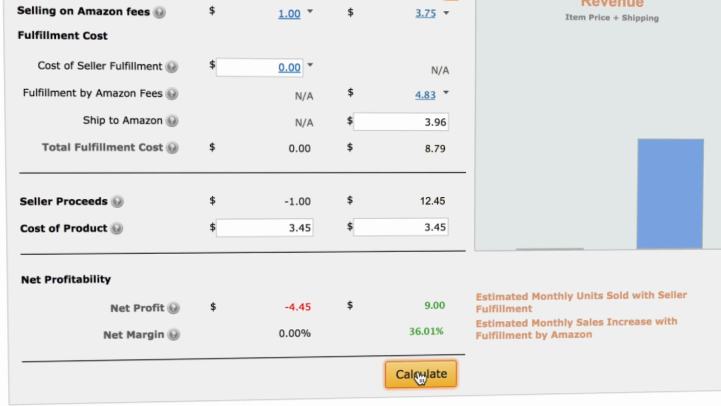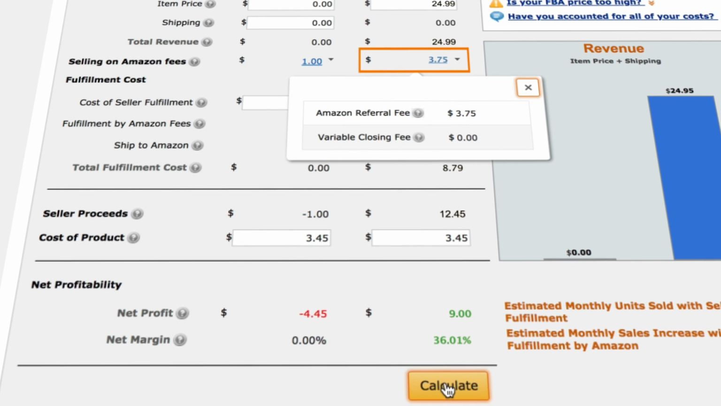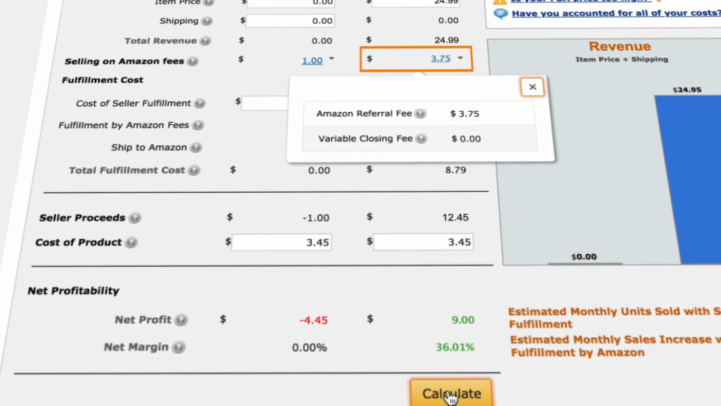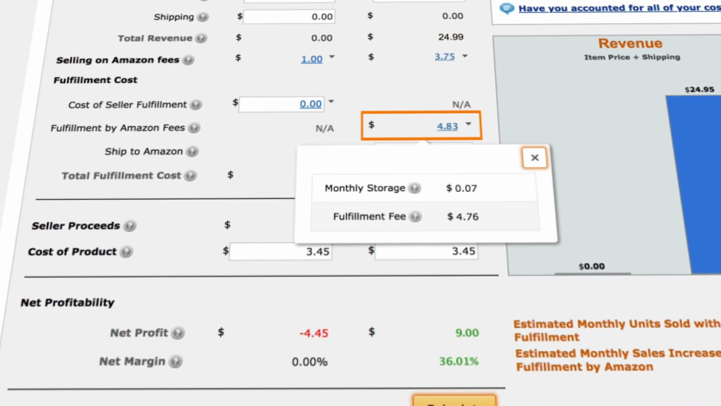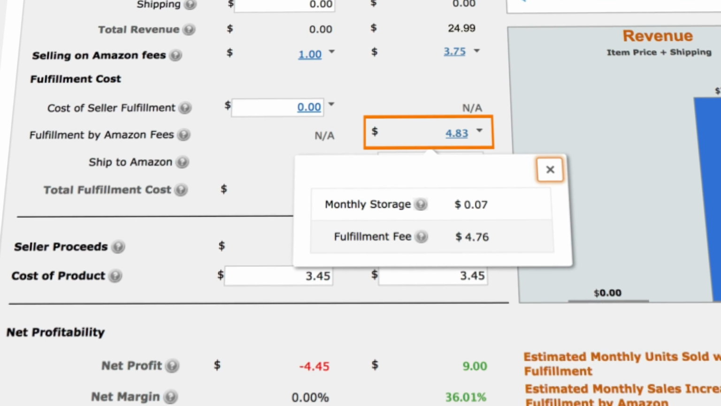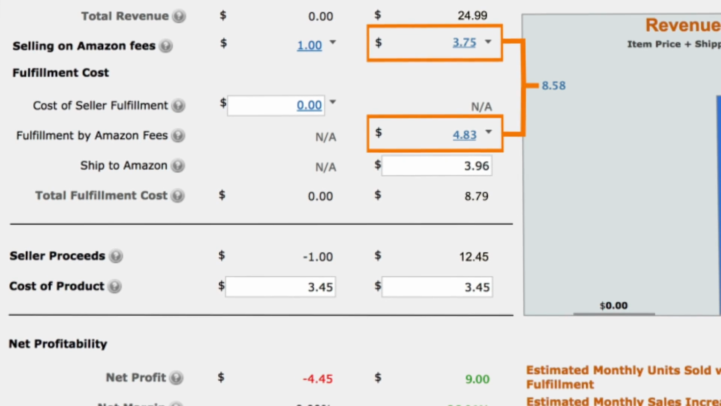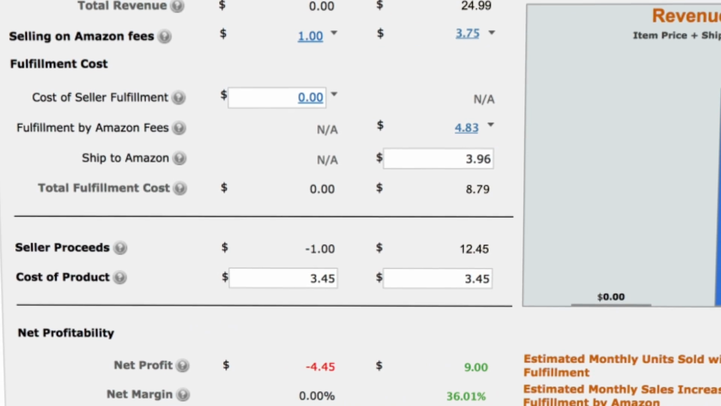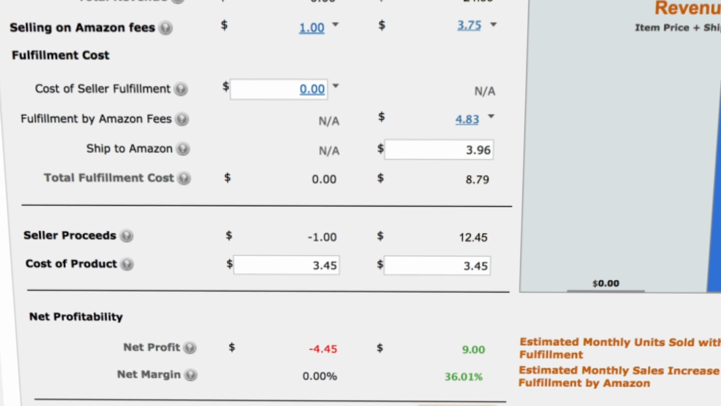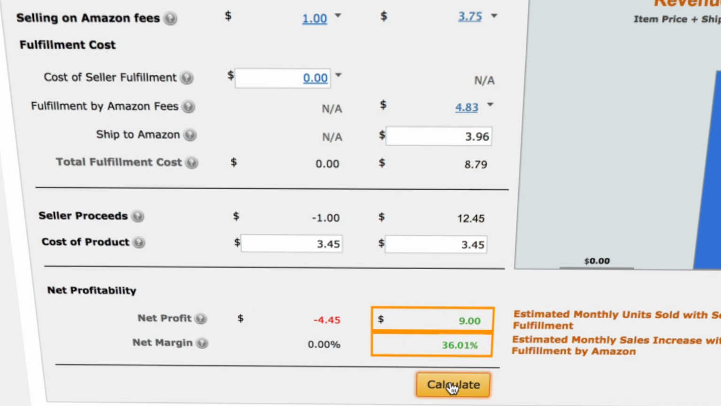Calculate, and you'll now see your selling on Amazon fees. This is your referral fee that's a percentage of your sales price, usually 15%. Then your FBA fees are made up of a monthly storage fee and your fulfillment fee, which covers Amazon's pick and pack and handling and so forth. This gives us a total of $8.58 in Amazon fees. You then see down the bottom that once you take away all of these costs, you're left with $9 profit or a 36% profit margin. As a rule of thumb, I'd aim for a margin of at least 30% or higher.